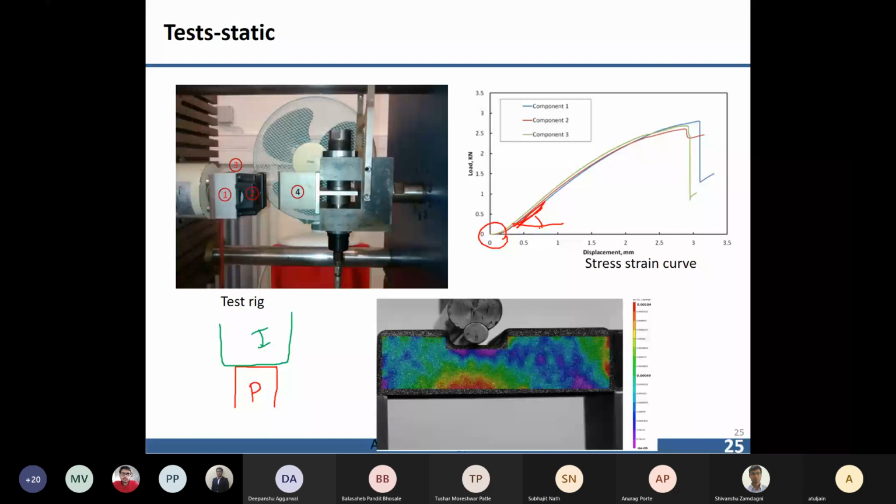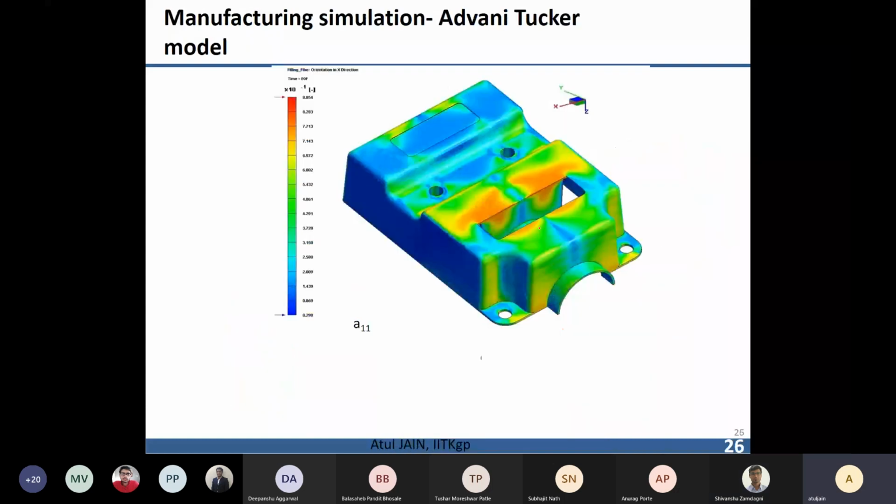Okay. So the first thing we did is the manufacturing simulation, depending on the method that I have just described to you. This is the solution. You are seeing the value of A11, which means if A11 is high, more fibers are aligned along the X direction. If A11 is low, more fibers are aligned along the Y or the Z direction. So we see that in some regions, fibers are highly aligned in this direction.